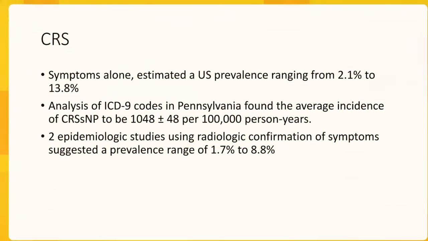So with CRS, just looking at the symptoms alone, in the United States, the prevalence is estimated to be anywhere from 2.1% to 13.8%. That's quite a range, but again, if you don't have objective findings to confirm the diagnosis, that tends towards a larger range. An analysis of ICD-9 codes in Pennsylvania found the average incidence of chronic rhinosinusitis without polyposis to be 1048 plus or minus roughly 48 per 100,000 person years, and two epidemiologic studies using radiographic findings suggested a prevalence anywhere from 1.7 to 8.8%. So again, a little tighter range there.